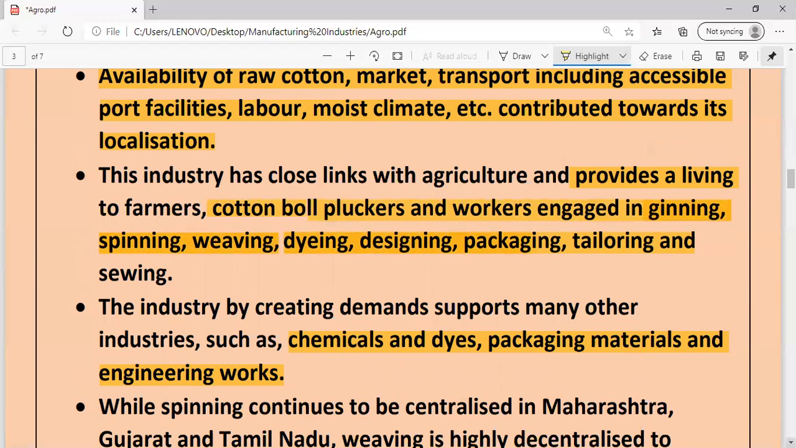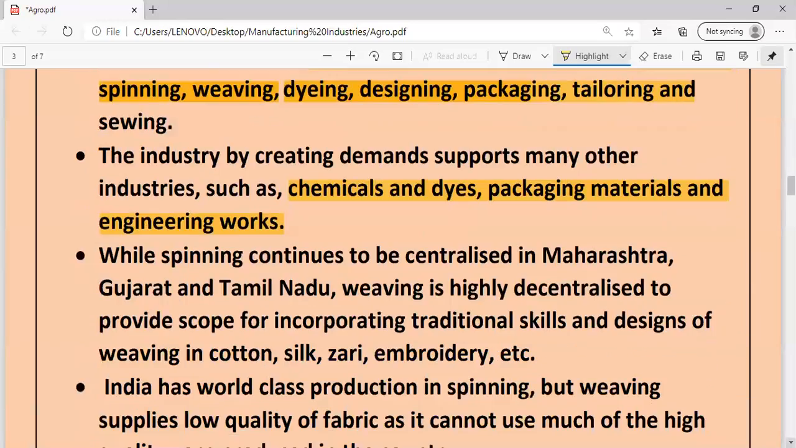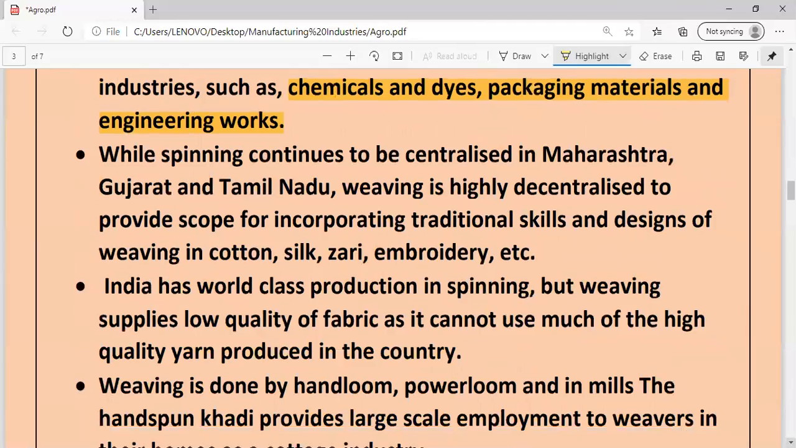Then, while spinning continues to be centralized in Maharashtra, Gujarat, and Tamil Nadu, weaving is highly decentralized to provide scope for incorporating traditional skills and designs of weaving in cotton, silk, zari, embroidery, etc. So spinning, the making of yarn, is concentrated in Maharashtra, Gujarat, and Tamil Nadu, but weaving, the making of fabric, is decentralized. It is concentrated in different parts of our country, and designs are also made, like zari work, embroidery, then mixing of silk and all that is being carried out in different parts of the country.